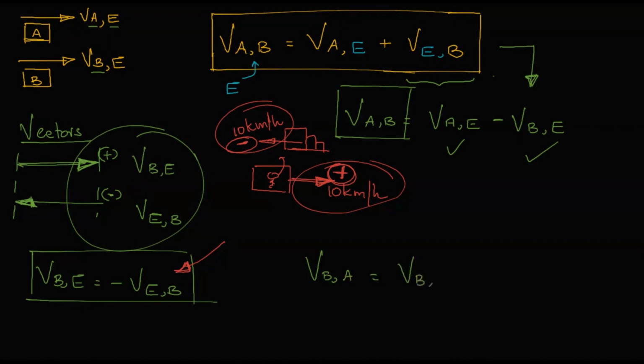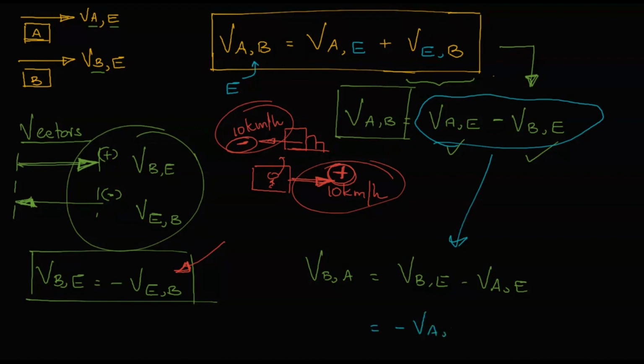In that case, you will get VBE minus VAE. This is nothing but the negative of what you have right there. So I can write it as minus VAB. So VBA is the negative of VAB. This is what I explained earlier in the previous note.